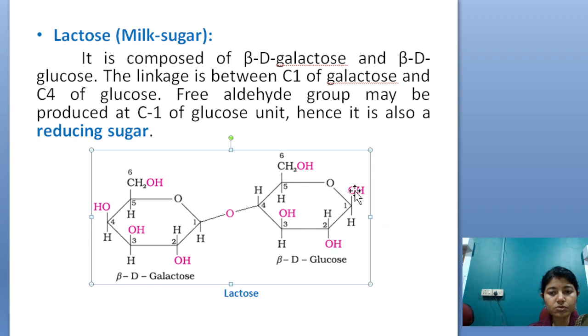So in this case also, the hemiacetal group of the glucose unit remains free to reduce the Fehling solution or Tollens' reagent. So that's why it also acts as a reducing sugar.